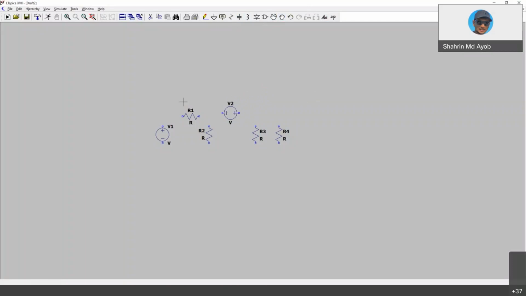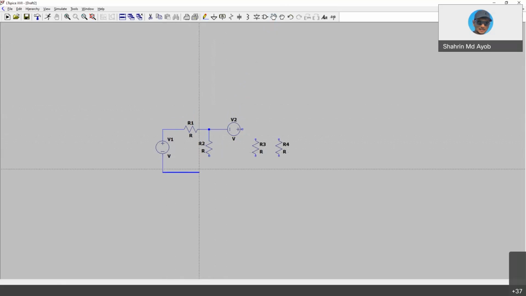Okay, so to draw the wires, just click here, wire. So it can draw it for you. You need to press and then release, and then go to the next point. Click, release, click, release. This one also, click, release.